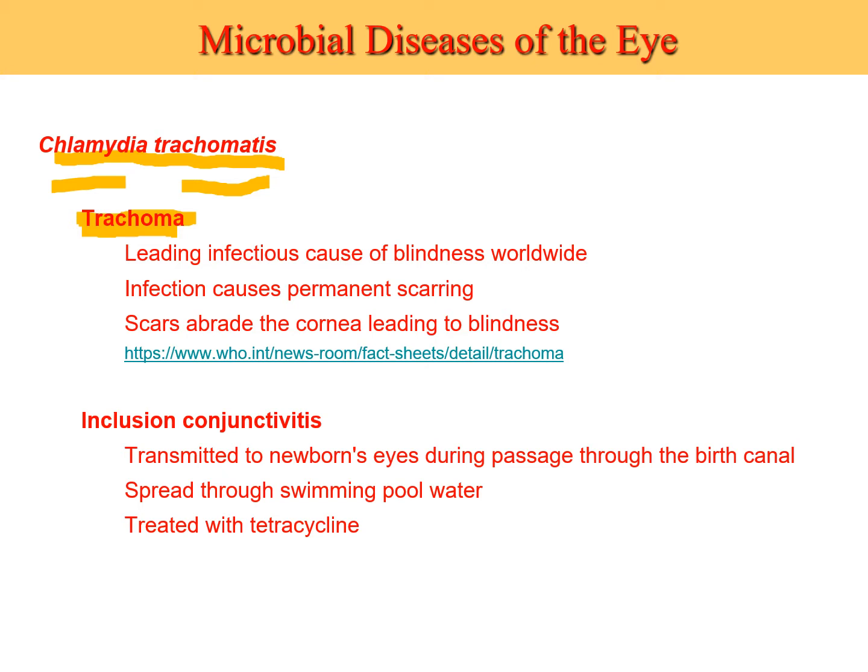There's also another type of disease it causes, which is called inclusion conjunctivitis, which is transmitted to the baby's eyes as it is born or through swimming pool water. It can be treated with tetracycline, however. Trachoma can also be treated early on with antibiotics, but if it's neglected, then it leads to blindness. It's one of the major causes of blindness worldwide.